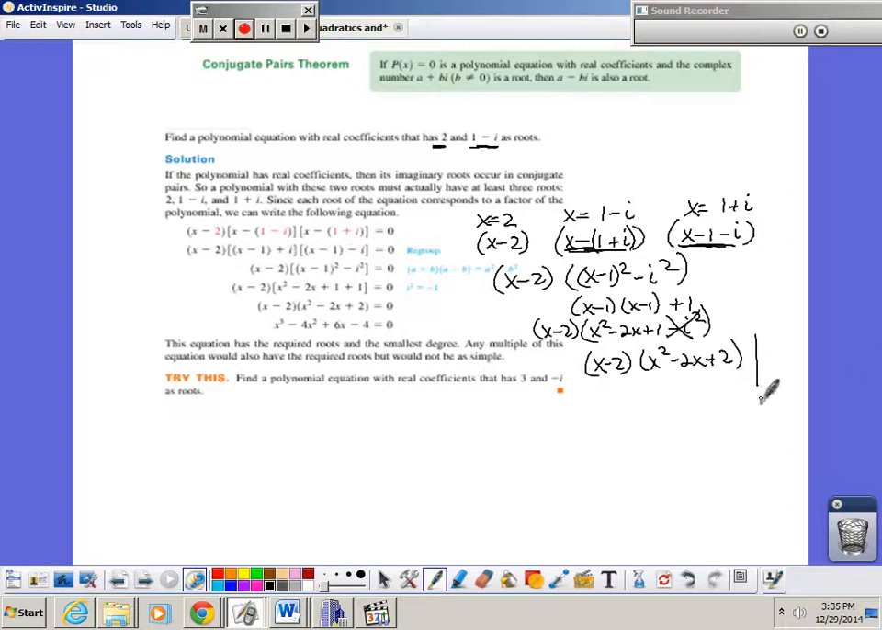FOIL or put it in the box. I'm going to put it in the box to show you, just to keep everything straight. x cubed, negative 2x squared, negative 2x squared, 4x, 2x, negative 4. x cubed minus 4x squared plus 6x minus 4.